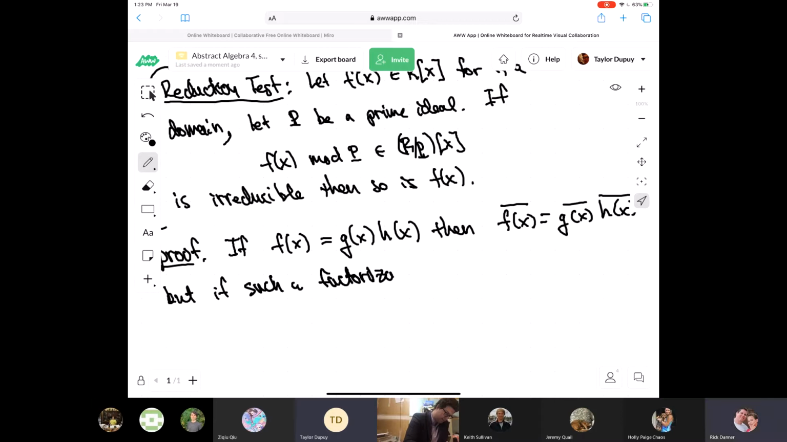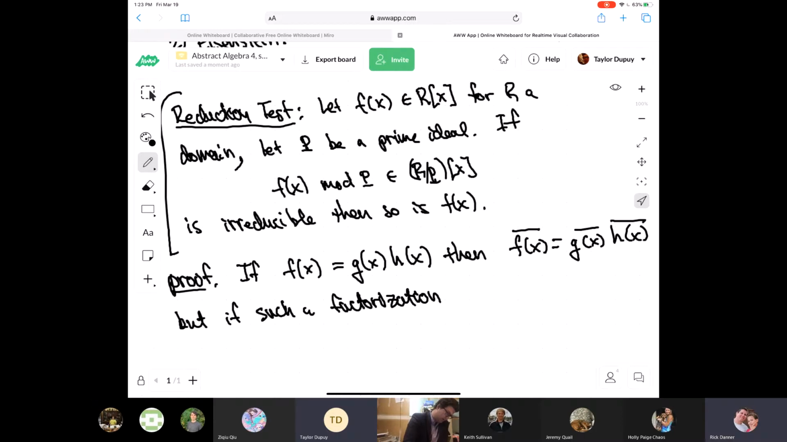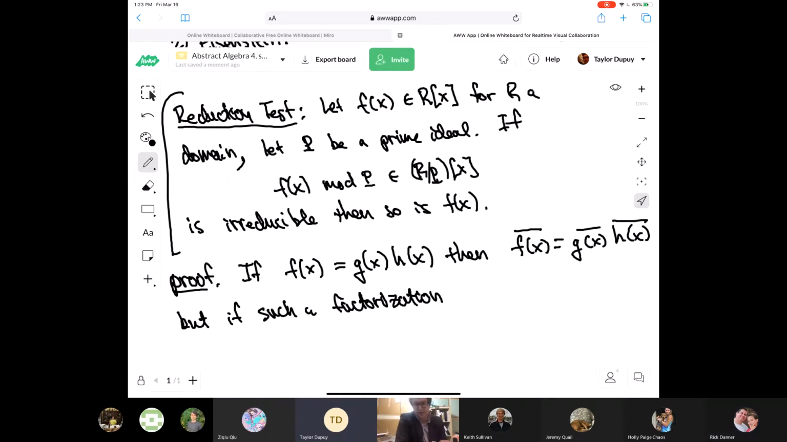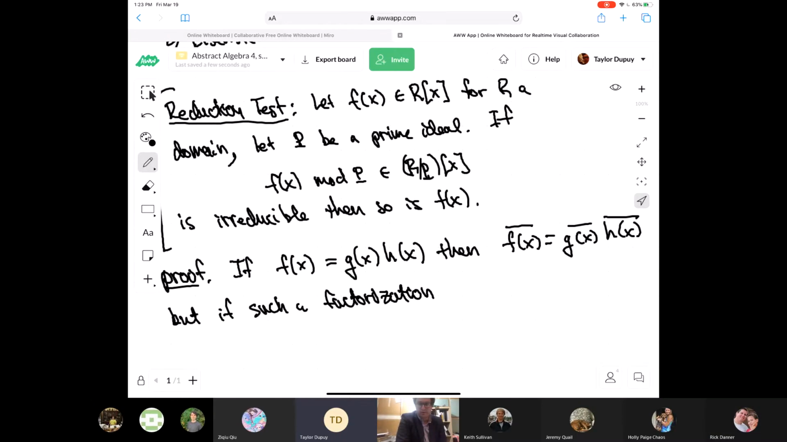Did you maybe mean to say reducible? No. Irreducible. So you can test irreducibility by modding out. What I'm proving here is the contrapositive: if you can factor it, then you can factor it mod P. That's what I'm proving.